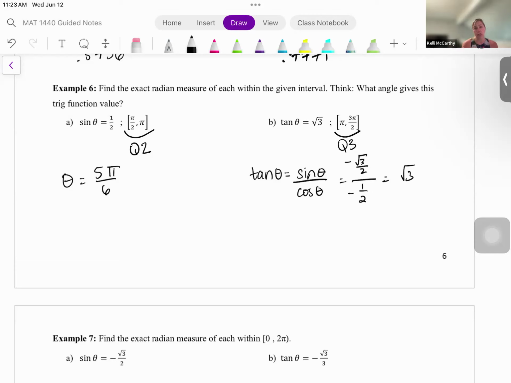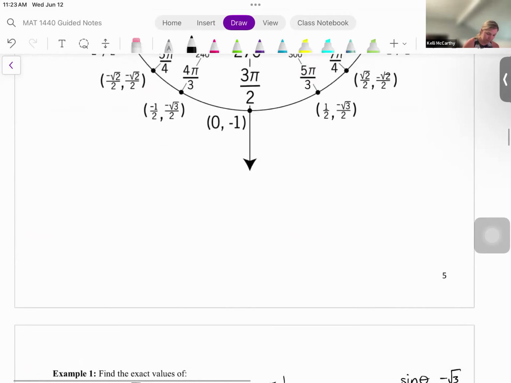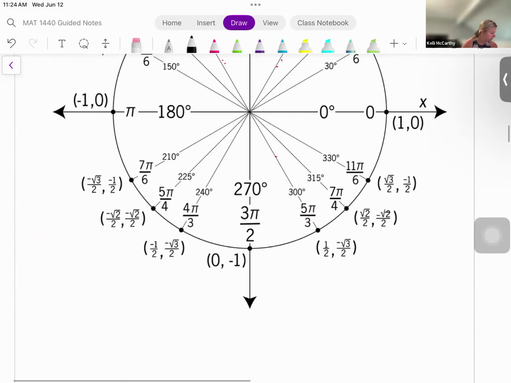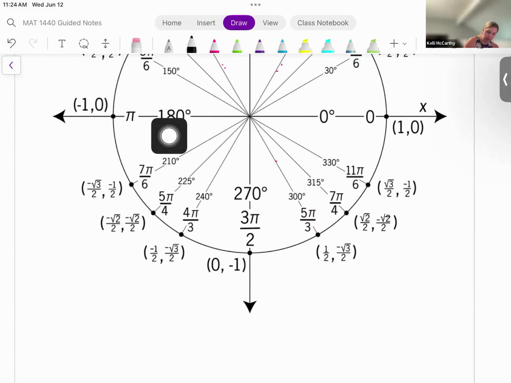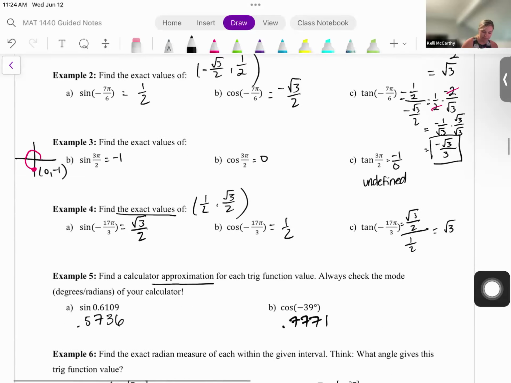So again, now we're looking in quadrant 3 for where cosine is negative 1/2 and sine is negative square root of 3 over 2. In our third quadrant here, there are our values for cosine and sine. So our angle is 4 pi over 3.